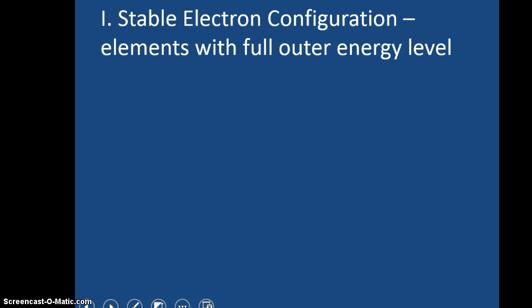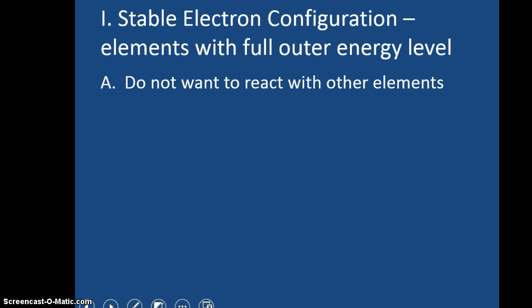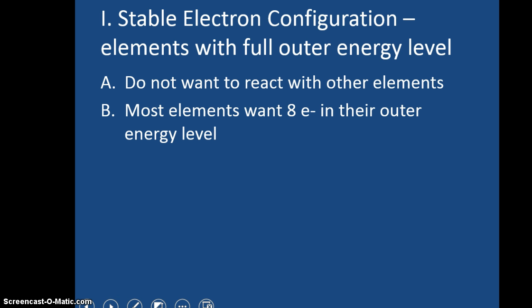Stable electron configuration. A stable electron configuration is elements with a full outer energy level. They do not want to react with other elements. Most elements want 8 electrons in their outer energy level. There are a few exceptions, like helium, which is okay with just 2 electrons in the outer energy level.